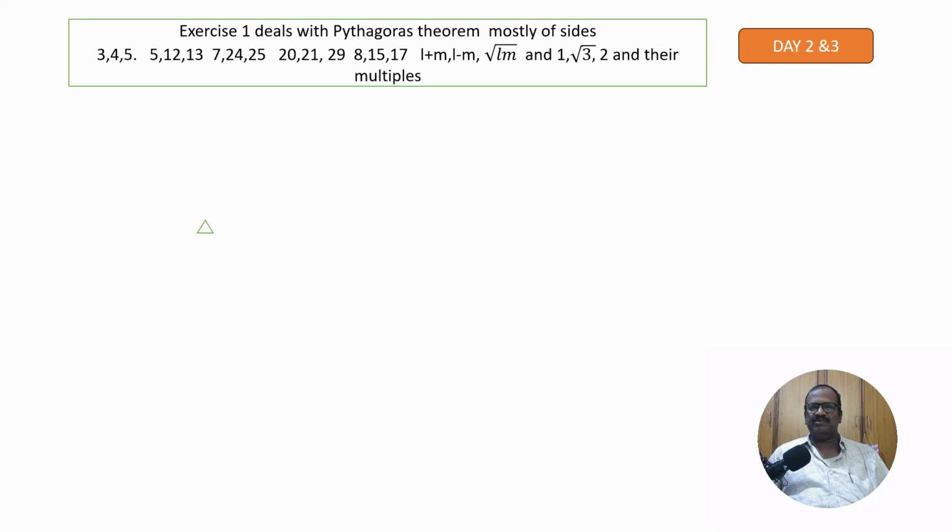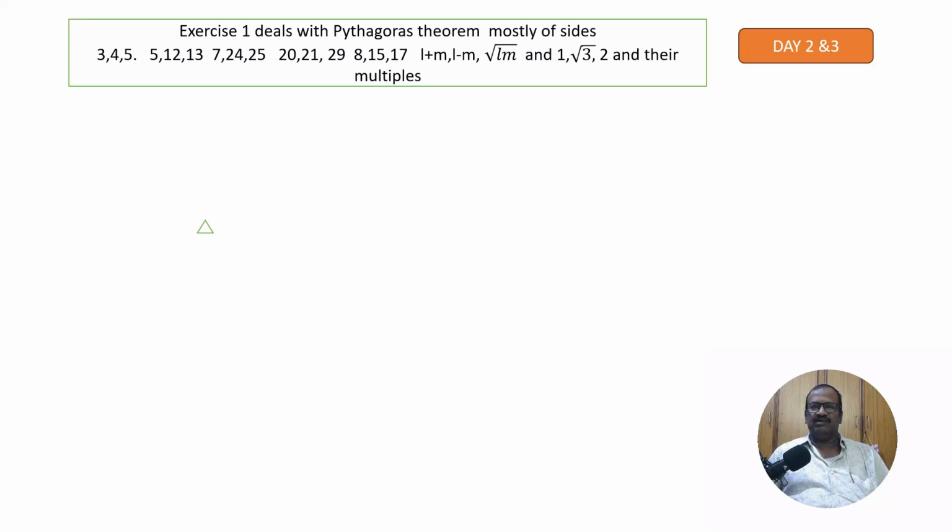What do multiples mean? I will give some examples. For example, 3, 4, 5 multiplied by 50: 3 times 50 is 150, 4 times 50 is 200, 5 times 50 is 250. Or you may multiply with 5: 5 fives are 25, 12 fives are 60, and so on. All these we take as the multiples. Usually this is the process.